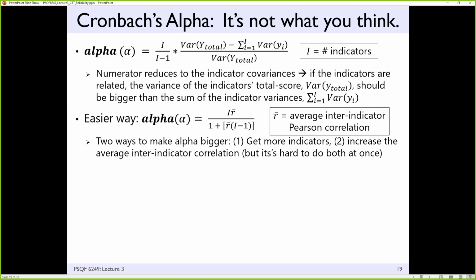And I think that's one of the reasons why it took hold and it refuses to leave, is because you can always get this. But the implication of this formula is, how do you make your alpha get better? You get more items. More items, it has to get bigger. The other way to make it bigger is to increase the average inter-item correlation. But it's harder to keep items as correlated and yet find more of them. The more items you add, the less likely it is that your correlation would stay the same.